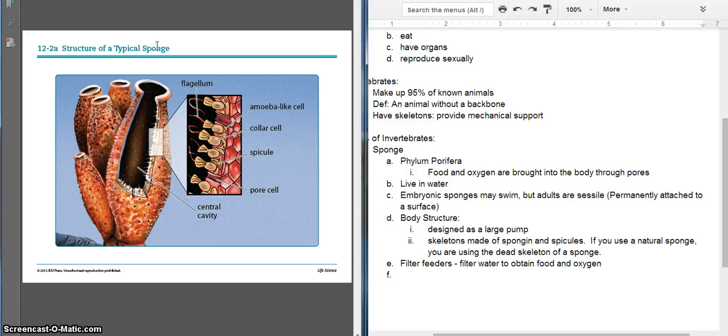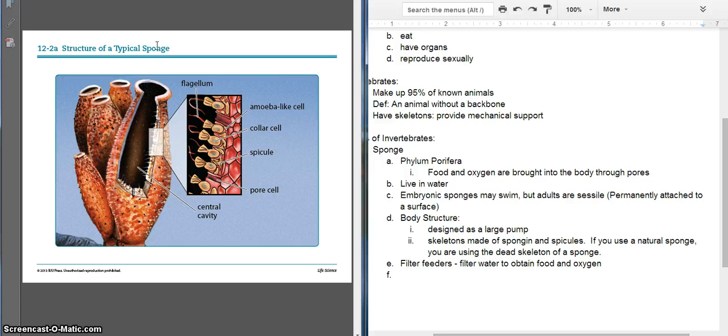These are filter feeders. They filter water in order to obtain food and oxygen. So they're on the bottom of the ocean, and in fact, most of them are going to be fairly deep. We'll see that again in a video in class tomorrow. They'll live up to around 300, 350, 400 feet down.